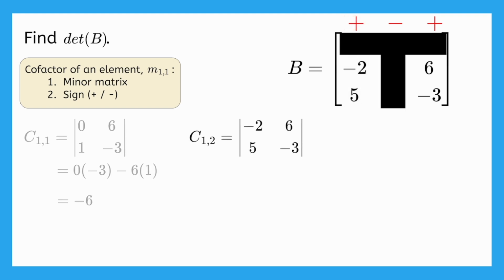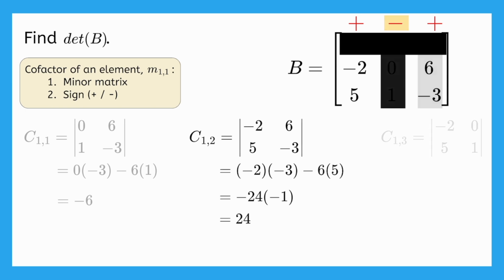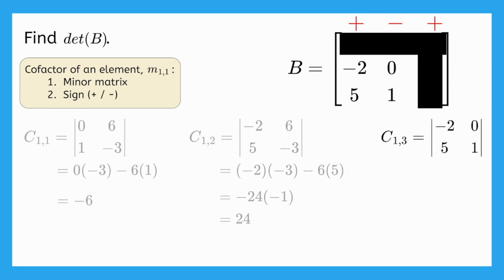C12 has a minor matrix of negative 2, 6, 5, negative 3, and its sign will be negative, meaning I will multiply the determinant by negative 1. The determinant is negative 24, so negative 24 times negative 1 is positive 24. Finally, C13 has a minor matrix of negative 2, 0, 5, 1, and its sign is positive. The determinant of the minor matrix is negative 2.